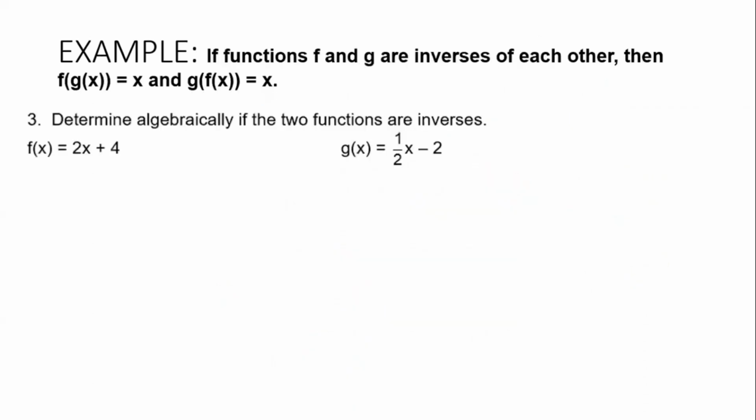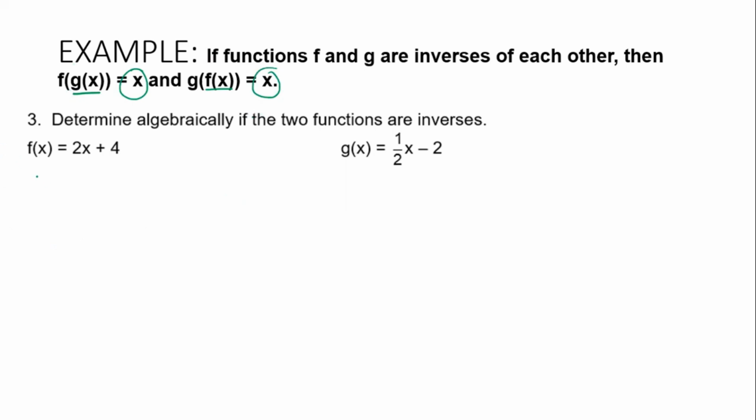On the back, we're going to do it algebraically. Algebraically, we talked about composition before. We have to plug one function into the other, and the goal is to get x. If you do not get x, then they are not inverses of each other. So we're going to substitute g of x into f, and then f of x into g, and the goal is to get the value of x. If I do not get the value of x, then they are not inverses.